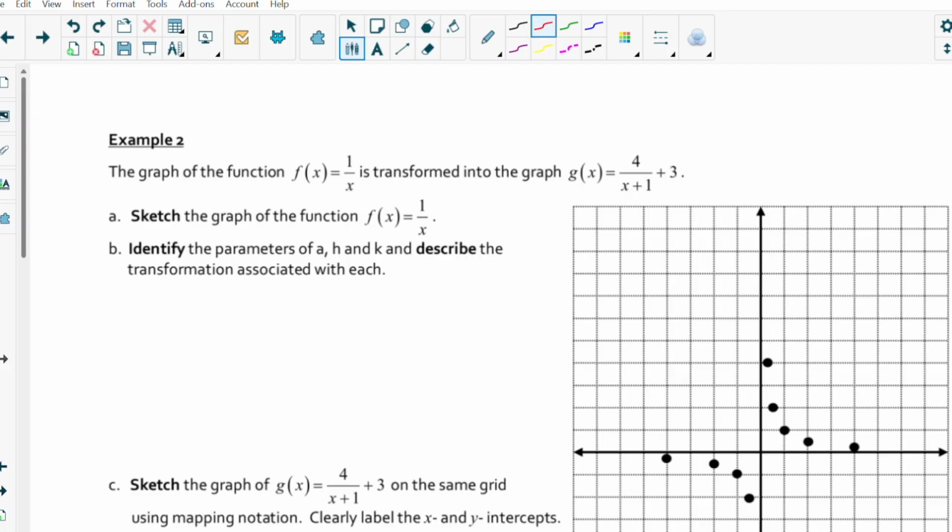Howdy, folks. Example 2. The graph of the function f of x equals 1 over x is transformed into the graph g of x equals 4 over x plus 1 plus 3. So we're going to sketch both functions and identify parameters. Before I do that, let me write out our general form here.